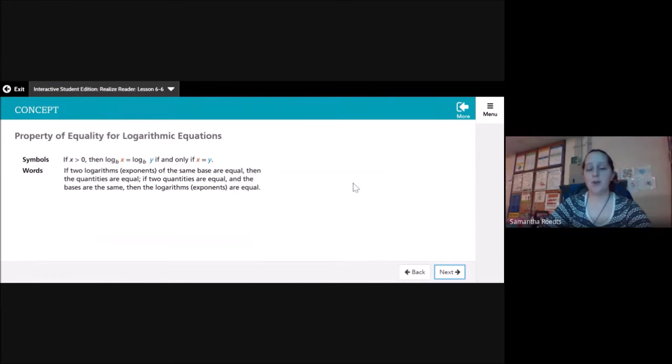Concept, property of equality for logarithmic equations. If x is greater than 0, then log base b of x equals log base b of y if and only if x equals y. If two logarithms of the same base are equal, then the quantities are equal. If two quantities are equal and the bases are the same, then the logarithms are equal. So this property of equality goes for exponential as well as logarithmic equations.